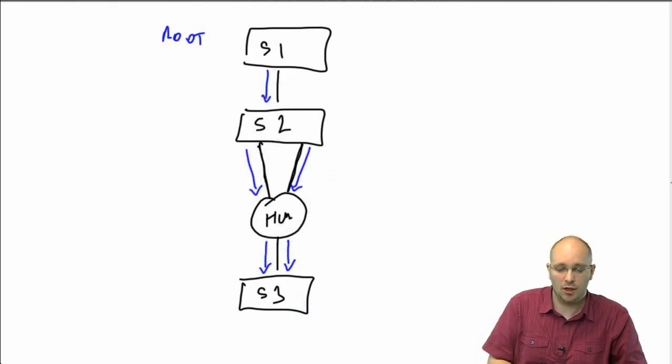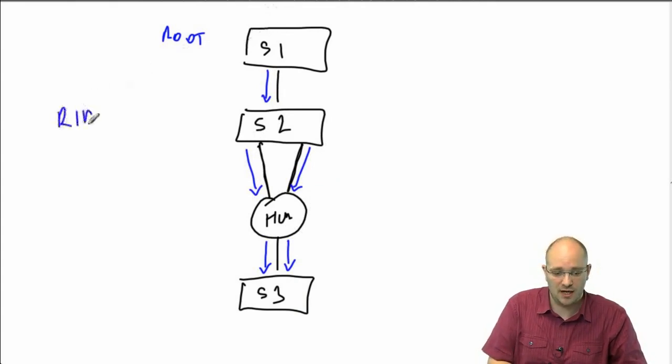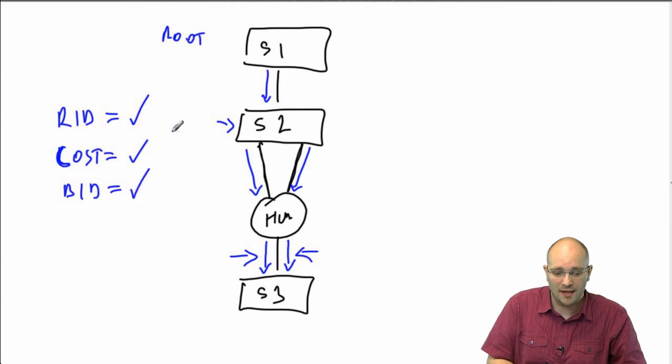Now, let's take a look. Is the root ID going to be the same in this case? Yes. What about the sender bridge ID, or the cost to reach the root? Assuming that all the links on switch 2 and switch 1 are of the same speed, the cost will be the same. What about the sender bridge ID? The sender bridge ID in this case, as perceived by switch 3, will be the same in the case of this BPDU and in the case of this BPDU.